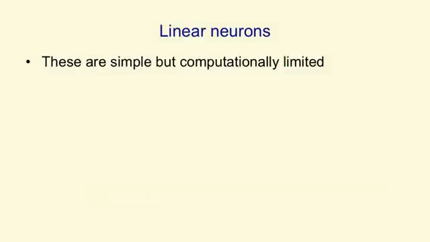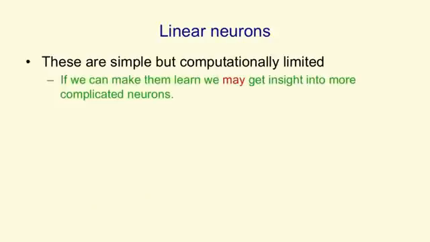The first kind of neuron I want to tell you about is the simplest. It's a linear neuron. It's simple. It's computationally limited in what it can do. It may allow us to get insights into more complicated neurons, but it may be somewhat misleading.